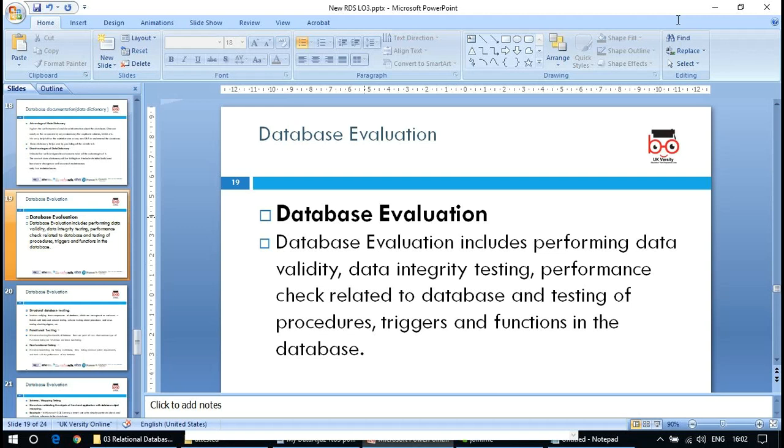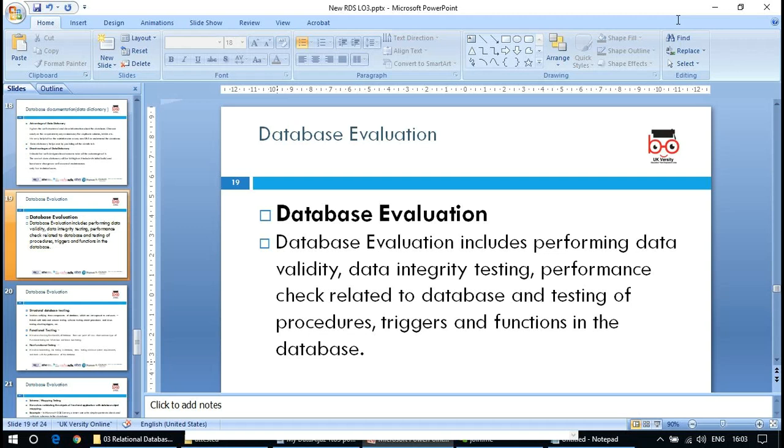Database evaluation. You have to evaluate whether your database is performing well or not. So it includes data validity, data integrity testing, performance checks related to the database, and testing of the procedures, triggers, and functions in a database. Make sense?